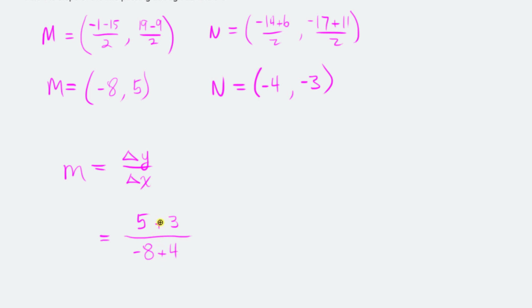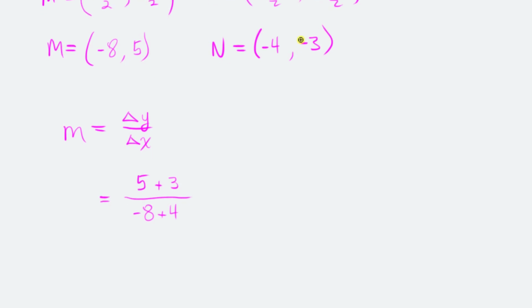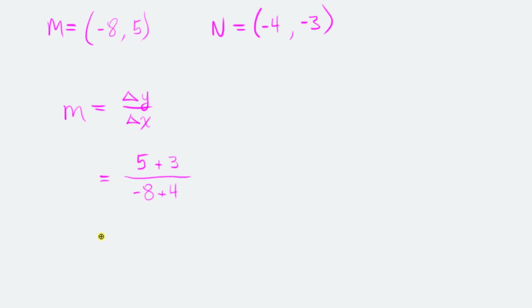And again, you'll say, well, you're adding. Why are you adding? Well, because I'm subtracting a negative. So 5 take away -3 is like adding. And so I get a slope of 8 over -4, which is otherwise known as a slope of -2. And so the slope of those 2 midpoints is -2.